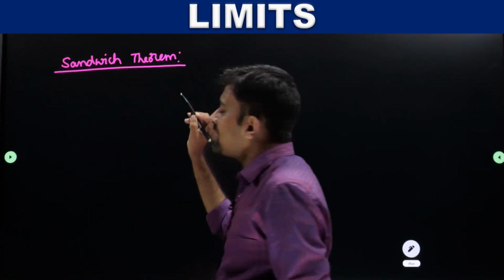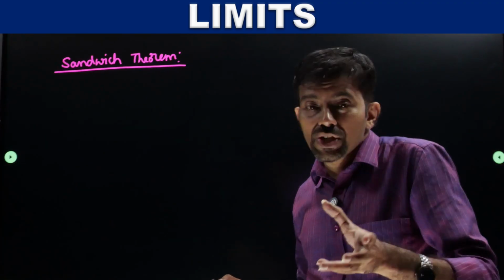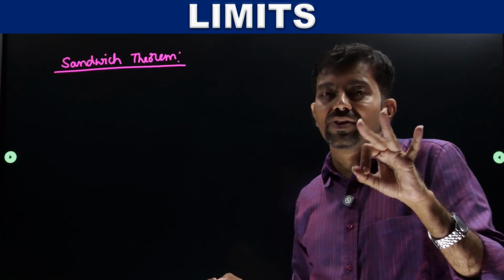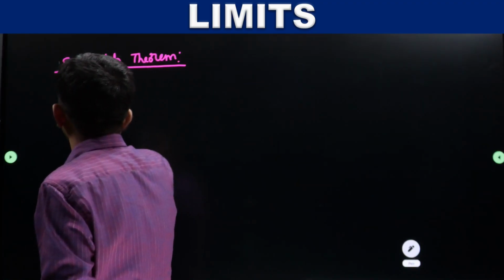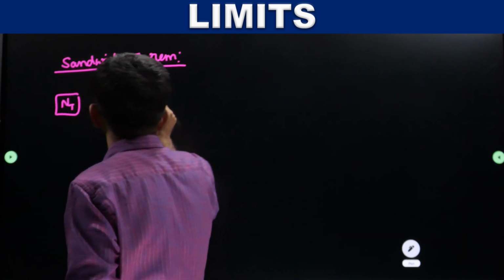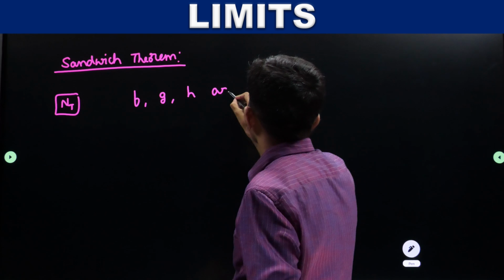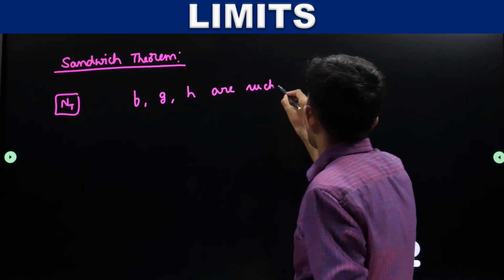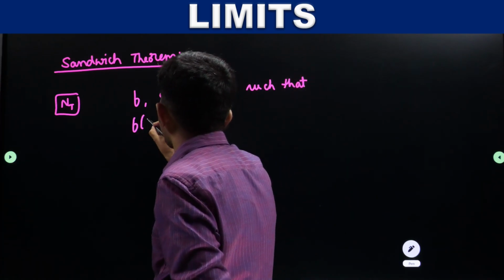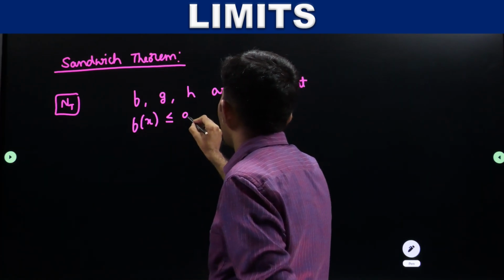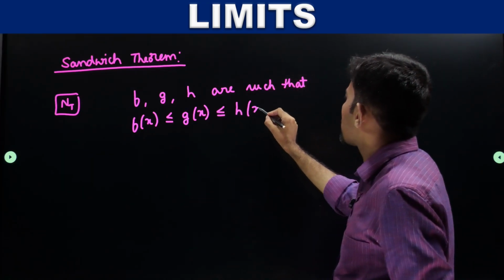Before telling about the sandwich theorem, I can tell you that as x is approaching a, if three functions are given to you, f of x, g of x and h of x, such that f of x is less than or equal to g of x, which is less than or equal to h of x.